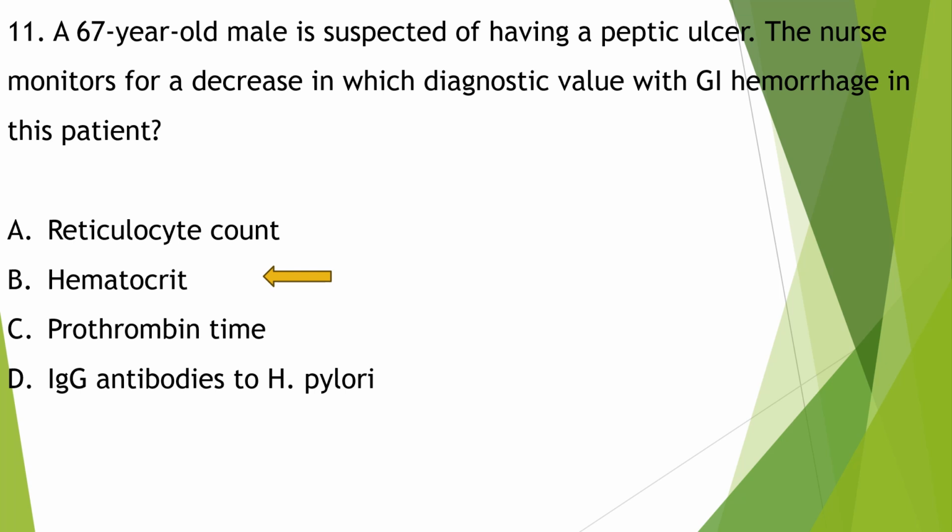Other hemodynamic assessments such as complete blood count, coagulation tests, and electrolytes, that is BUN and creatinine, should also be included to assess the fluid volume deficit.